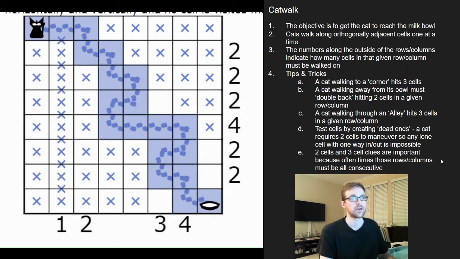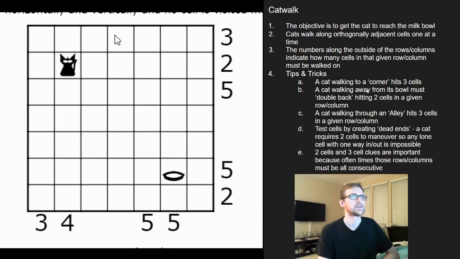Hopefully that is helpful for you guys. I'm going to go ahead and do another one for you, just to kind of get you used to it. So I always start by highlighting those.